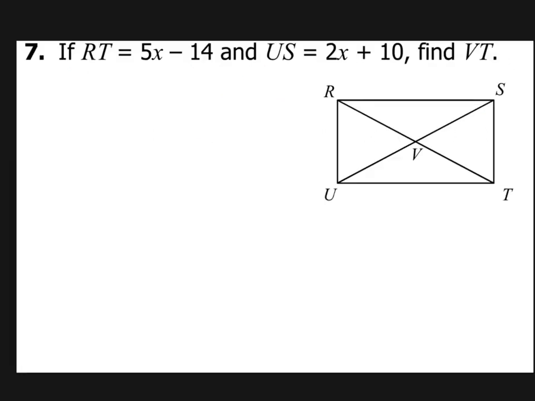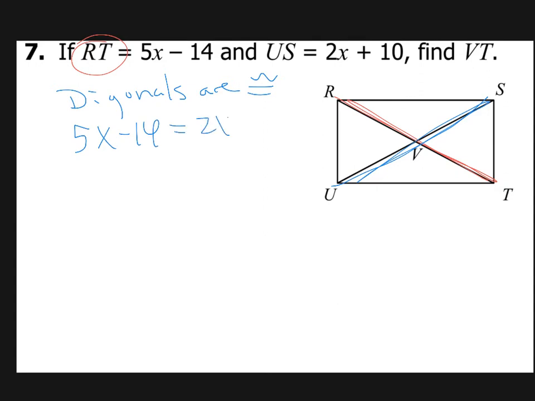Now, how much different is number 7? Well, first, just find out where RT is. RT is this diagonal. And then US is what? The other diagonal. And what do you know? Diagonals are congruent. So, no brainer, 5x minus 14 equals 2x plus 10. And then find the length of VT. What's VT? Half of the diagonal. So first, let's go figure out what x is.